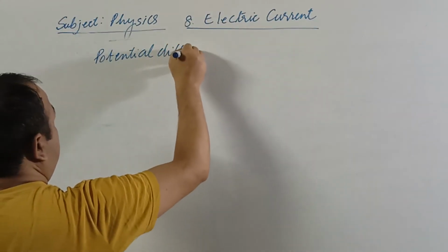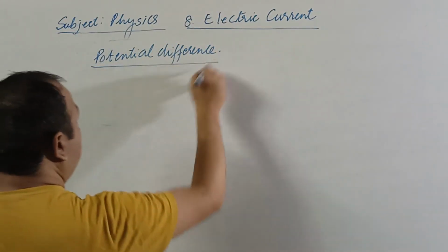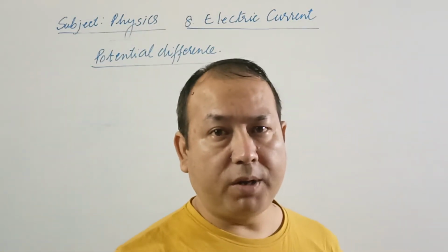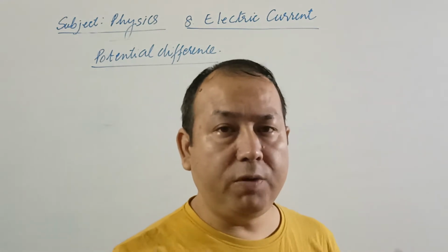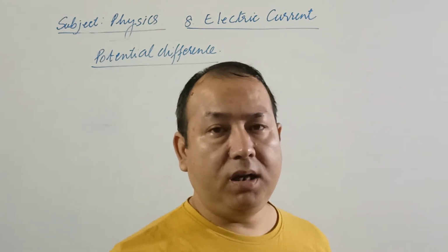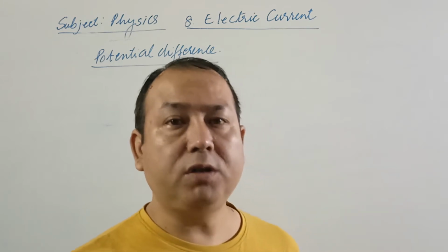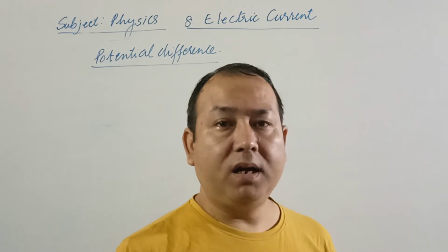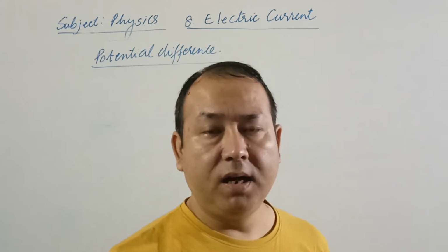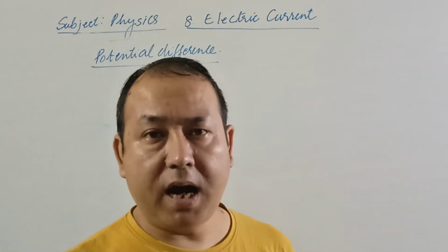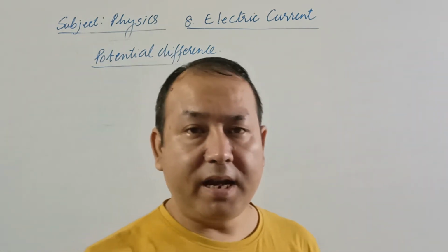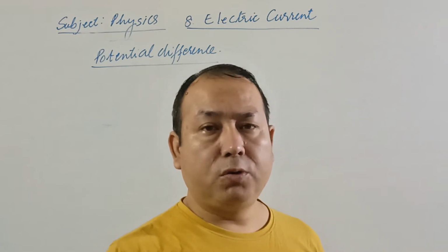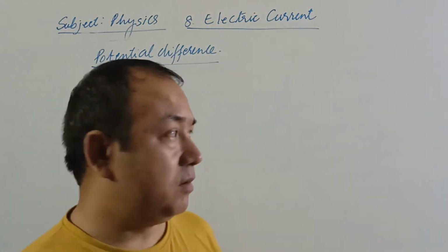As I told you, the electric current will only flow if there is a difference in the potential between the 2 points of the conductor. Only then does the electric current flow, and it always flows from higher potential to lower potential. In an electric circuit, the positive terminal is always at higher potential and the negative terminal is always at lower potential. So the electric current always flows from positive terminal to negative terminal. This point you need to remember.